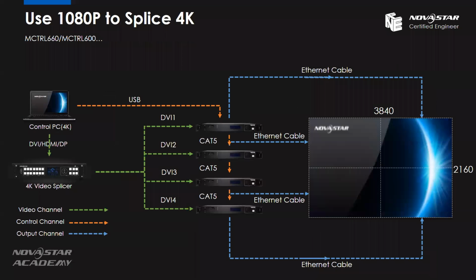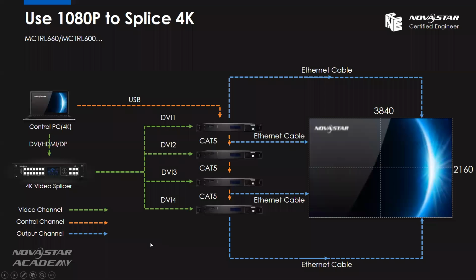The first one: we use 1080p to splice a 4K. In this structure, the sending card I'm using is an M Control 660. And in this structure, there will be three channels. The orange one represents the control channel, the yellow and the green ones represent the video channel, and the blue one represents the output channel. Let's see them one by one.